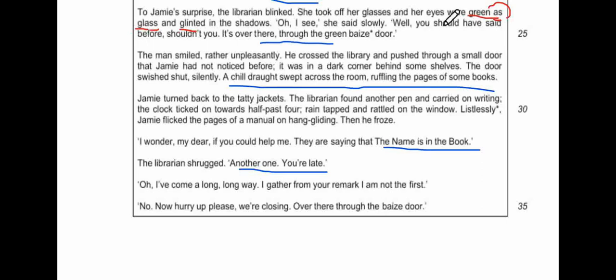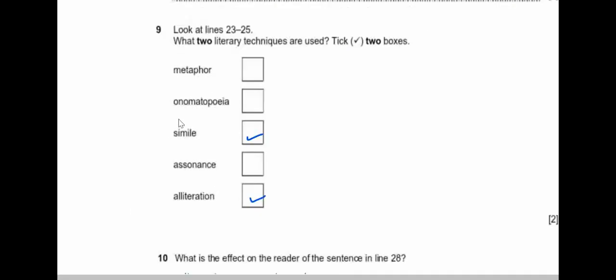Oh, I see, she said slowly. Well, you should have said before, shouldn't you? It's over there through the green baize door. So we got our answer: simile and the same consonant, alliteration. So we answered simile and alliteration.